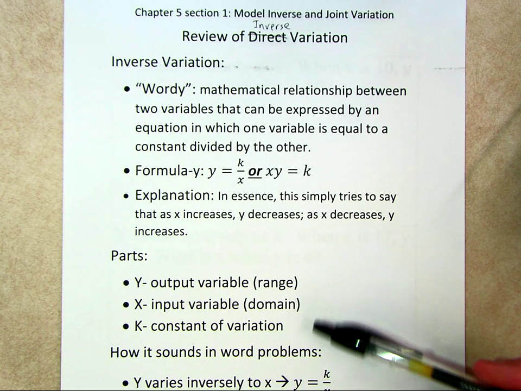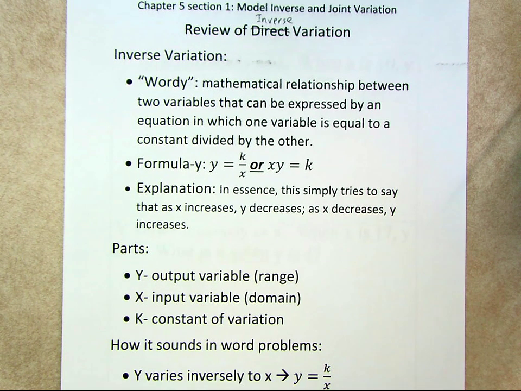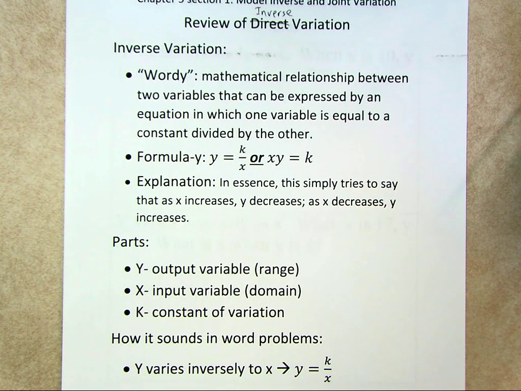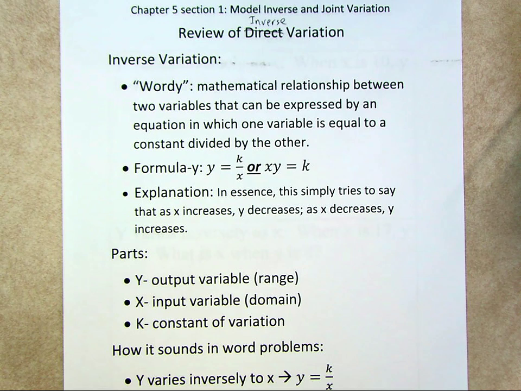And then here, y varies inversely to x implies y equals k over x. We'll scroll up a little bit, just like Star Wars. All right, so there we go. Let's take a look at some examples.